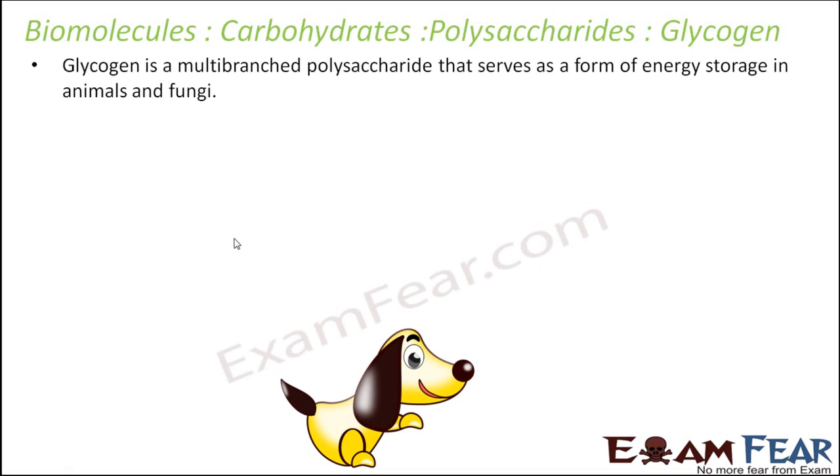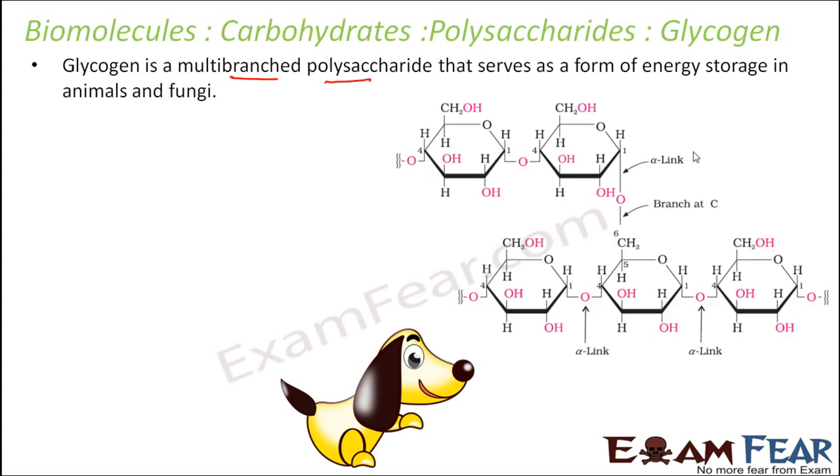So this is a multi-branched polysaccharide that serves as a form of energy storage in animals and some fungi as well. So this is how the structure looks like. You have C1, C4 glycosidic linkage this way, and you also have C1C6 glycosidic linkage this way. So these are the branches and these are the linear chains.